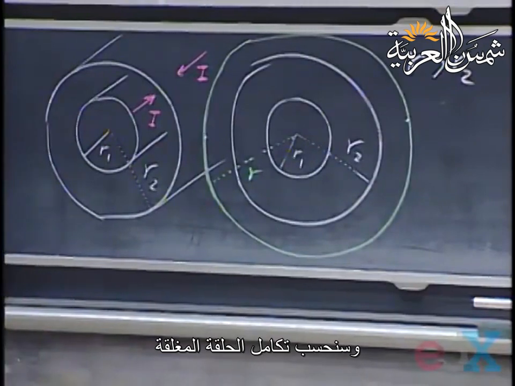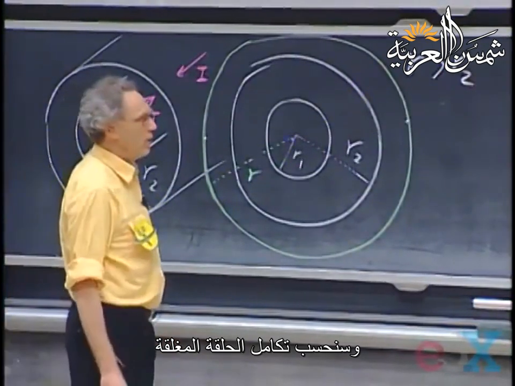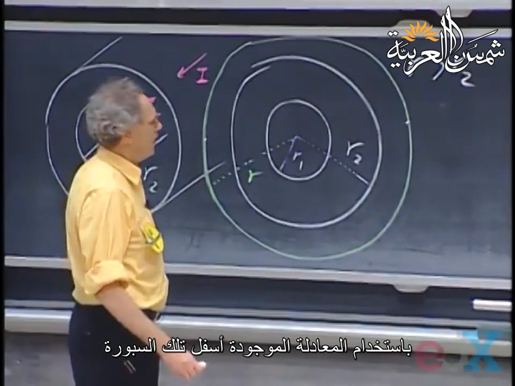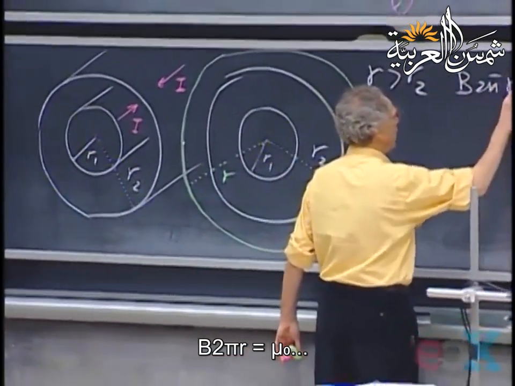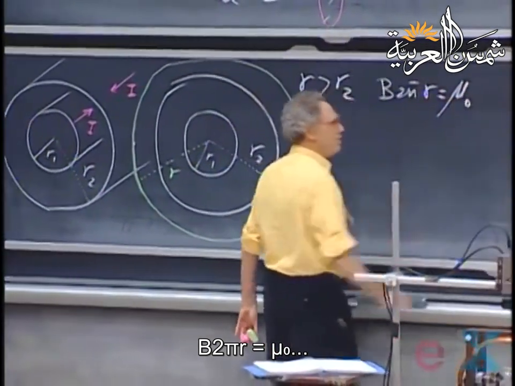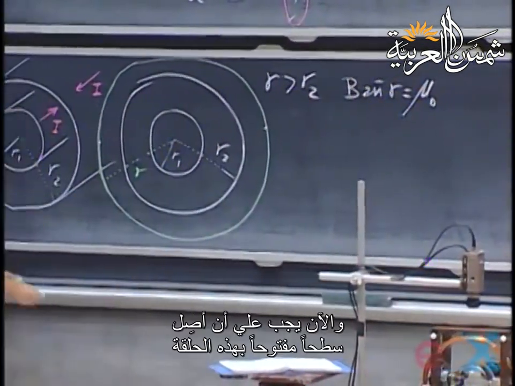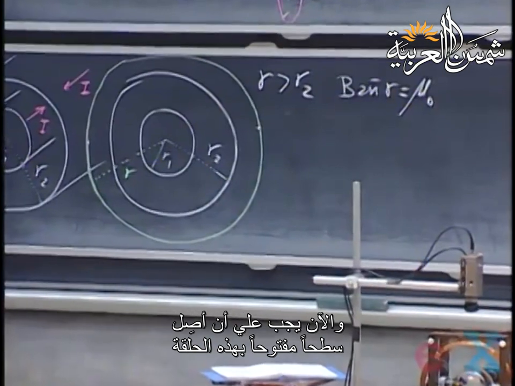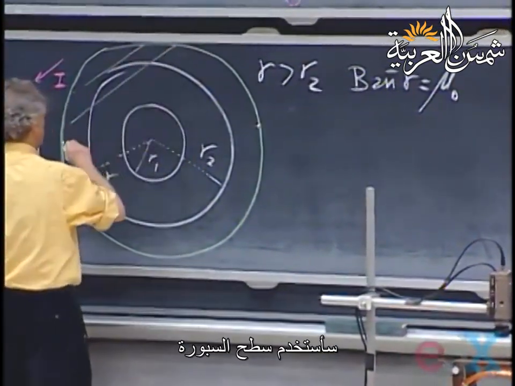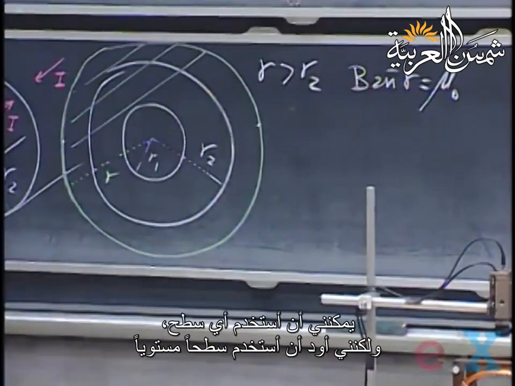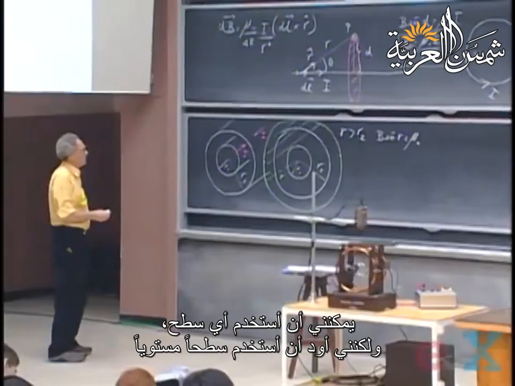And so we go around, we make the closed loop integral, use the equation that we have there at the bottom, and so you get B times 2 pi little r equals mu 0. And now I have to attach an open surface to this loop. I will use the surface in the blackboard. I could use any surface, but I might as well use a flat surface.